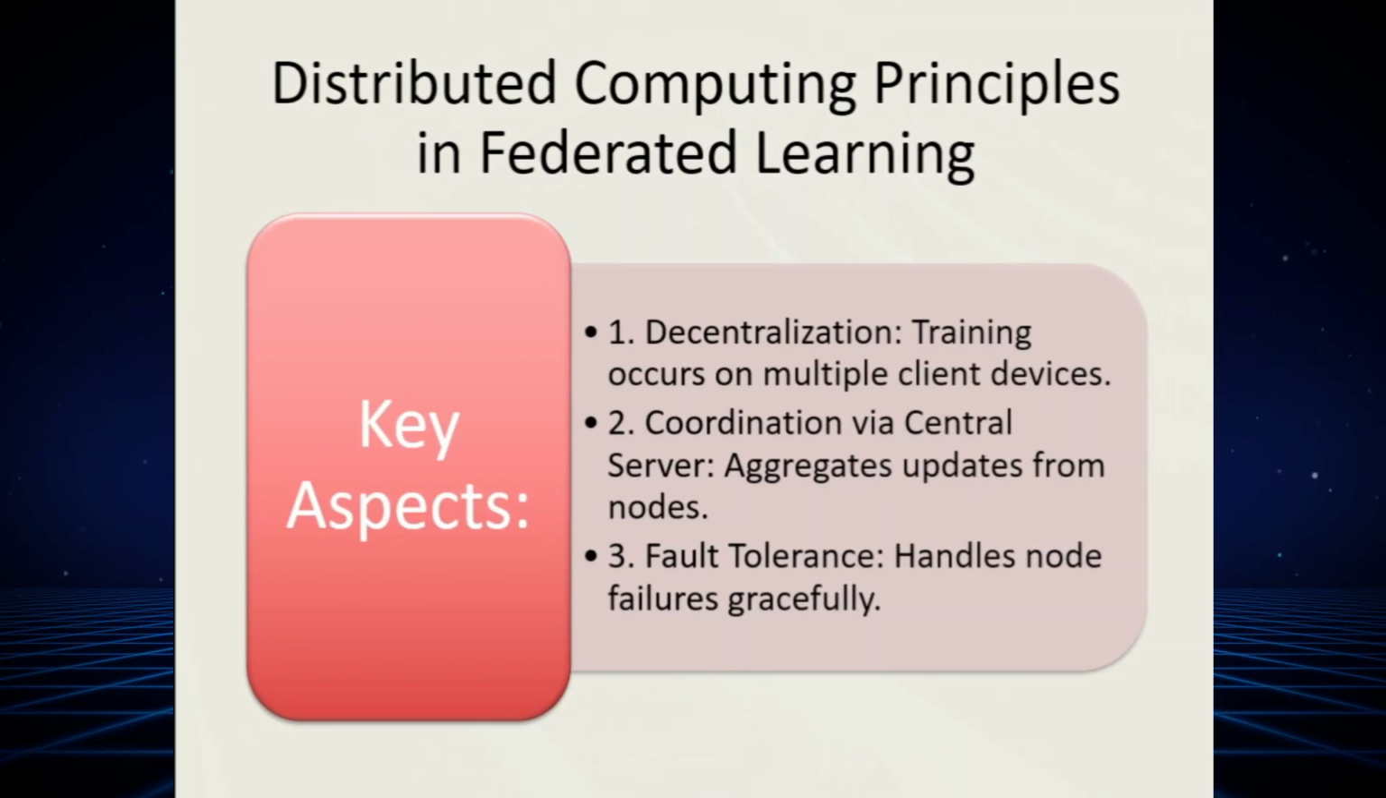Distributed computing principles in federated learning. 1. Decentralization. Training takes place on multiple client devices using their own local data. This approach ensures data privacy by keeping data on the originating device. 2. Coordination via central server. A central server collects model weights from each device. It aggregates these updates to build a shared global model. 3. Fault-tolerant system. The system remains functional even if one or more devices go offline. Other devices continue training and contributing to the global model.